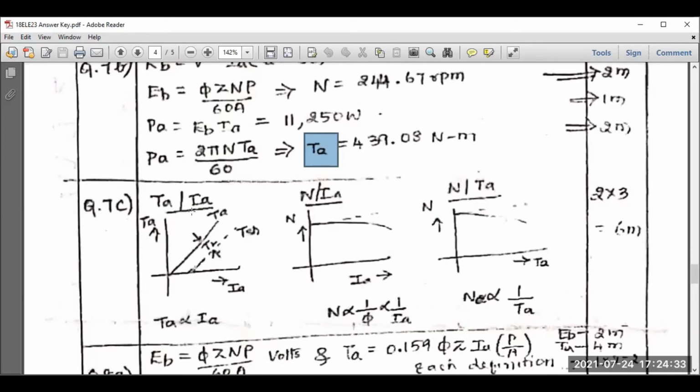DC shunt motor: TA-IA characteristics, N speed versus armature current characteristics, torque versus armature current characteristics, then speed versus torque characteristics. Do mention the relations also. Definitely you can crack it very easily and get a complete score.